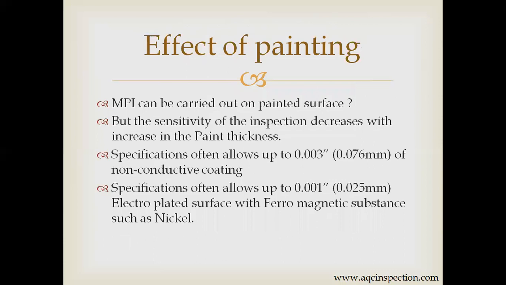Effect of painting. Can MPI be done on a painted surface? Yes, but remember, the sensitivity of inspection decreases with an increase in the paint thickness. The ASTM specification allows a paint thickness of 0.003 inch of non-conductive coating, and also allows a thickness of 0.001 inch of electroplated surface with ferromagnetic substances such as nickel.